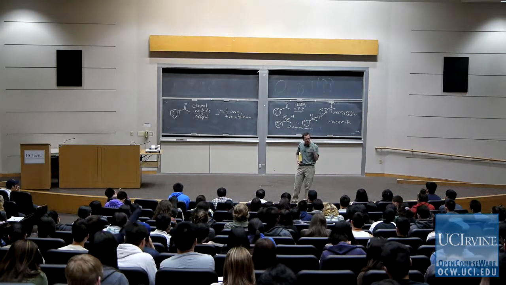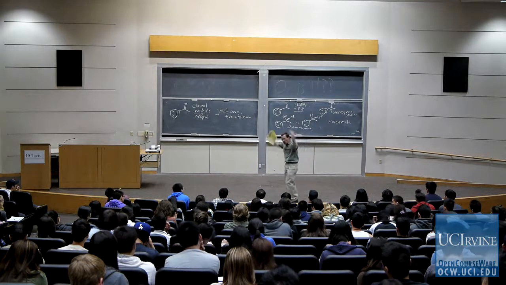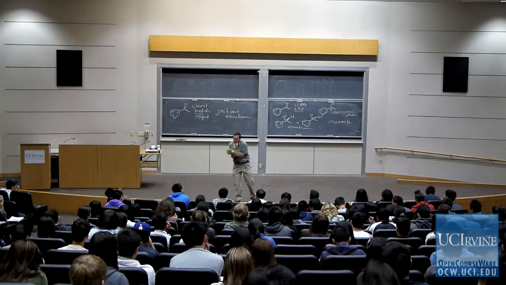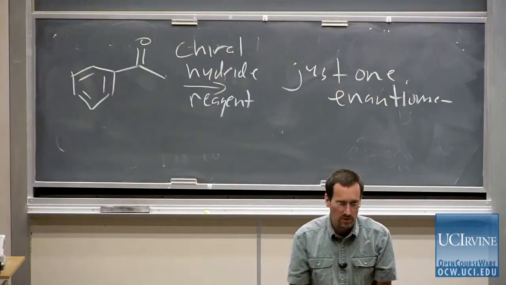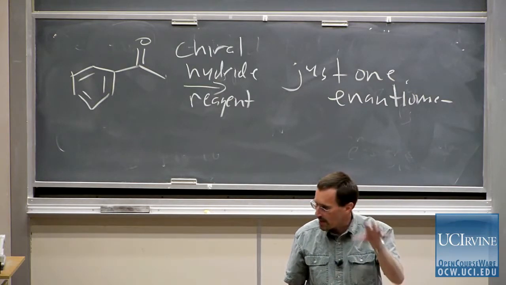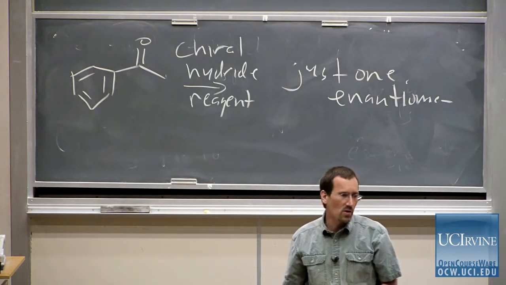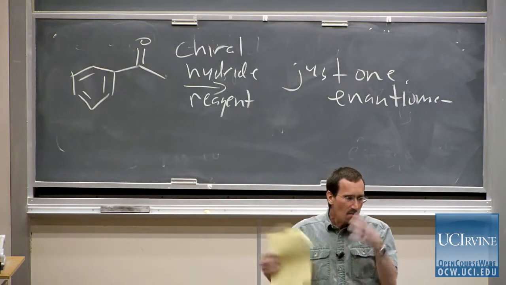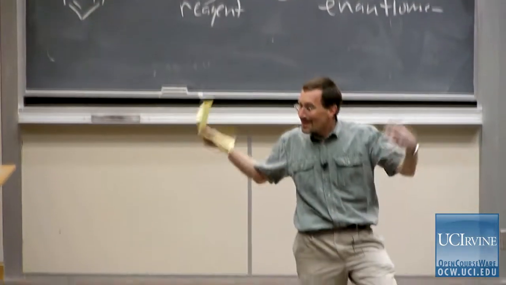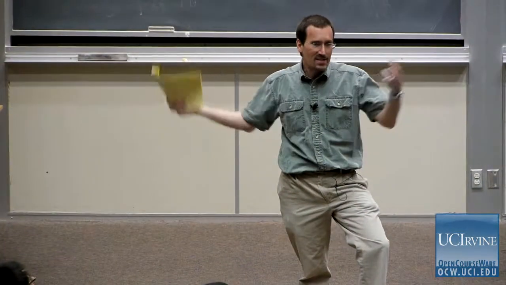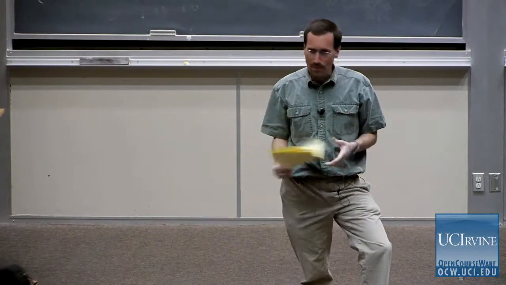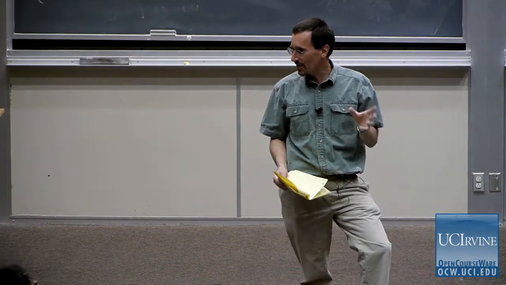The molecules in your body, the enzymes, are so big and so good at engulfing substrate molecules that they're very good at generating just one enantiomer. In general, chemical reagents generate mostly one enantiomer. 99% is very good, or 99.5% is very good.